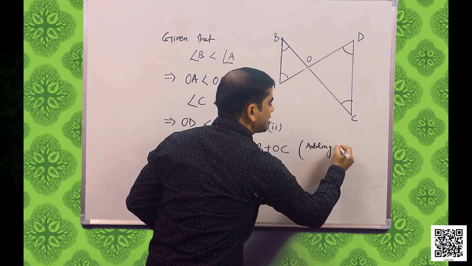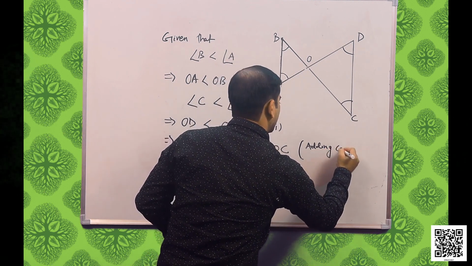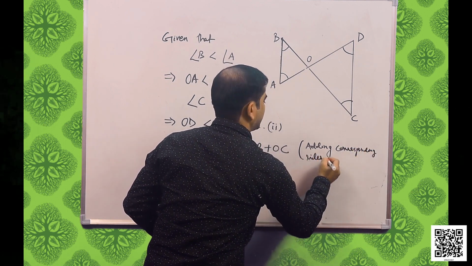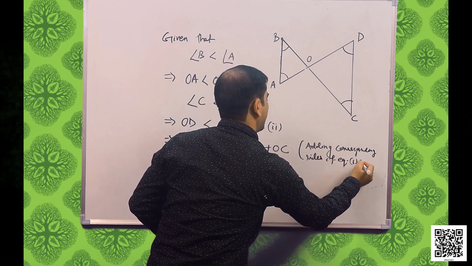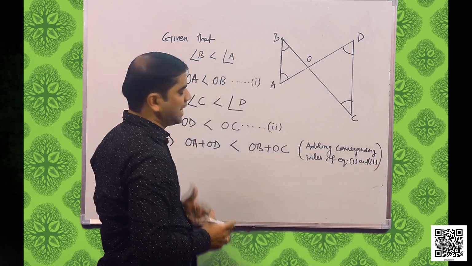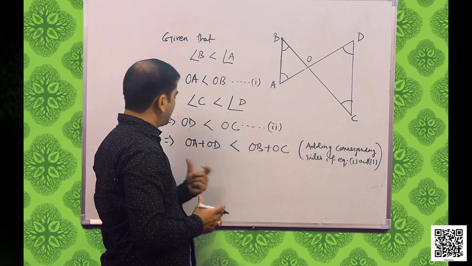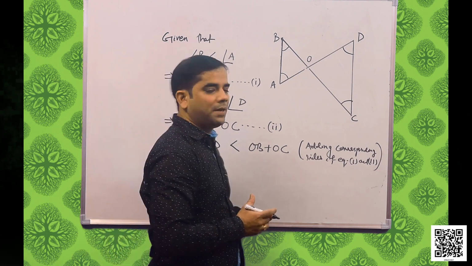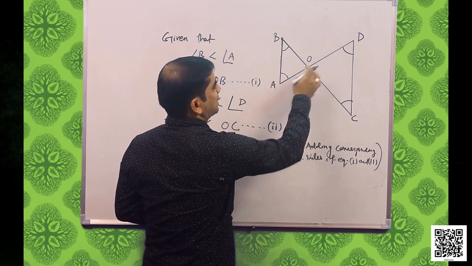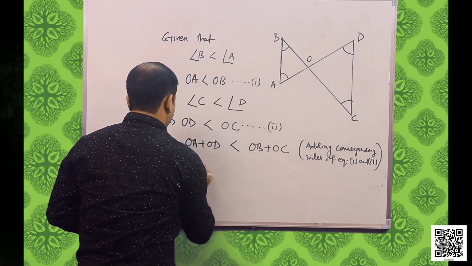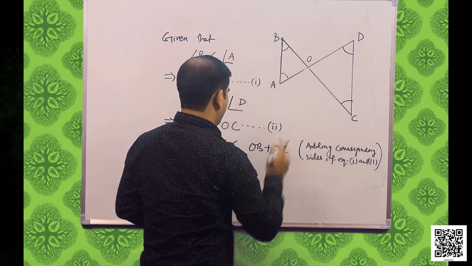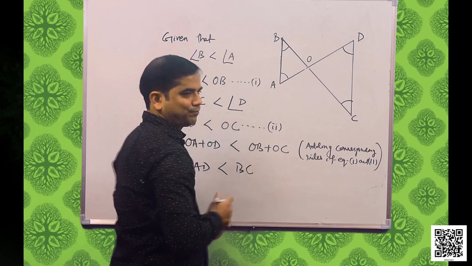What did I do? I have just added corresponding sides of equation 1 and 2. Adding corresponding sides of equation 1 and 2, I have come to another equation, OA plus OD is smaller than OB plus OC. OA plus OD gives me AD, that implies AD is smaller than OB plus OC, and OB plus OC is our BC.